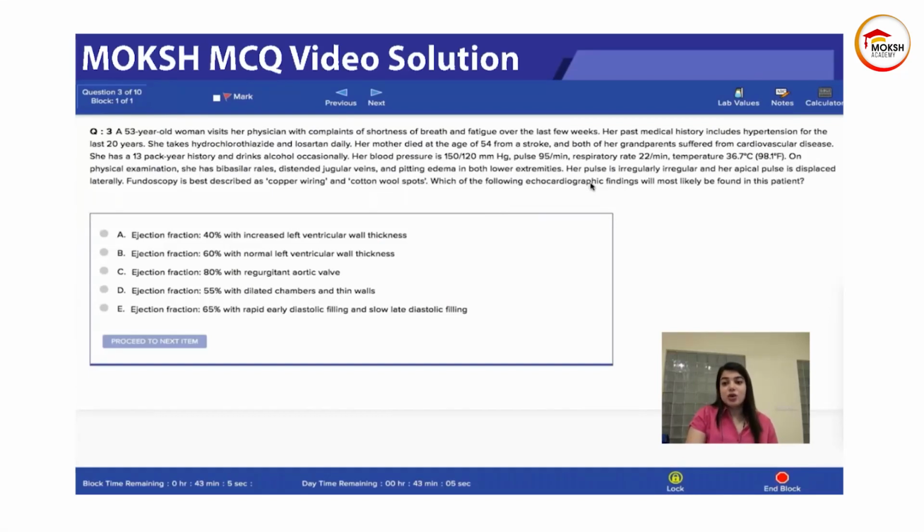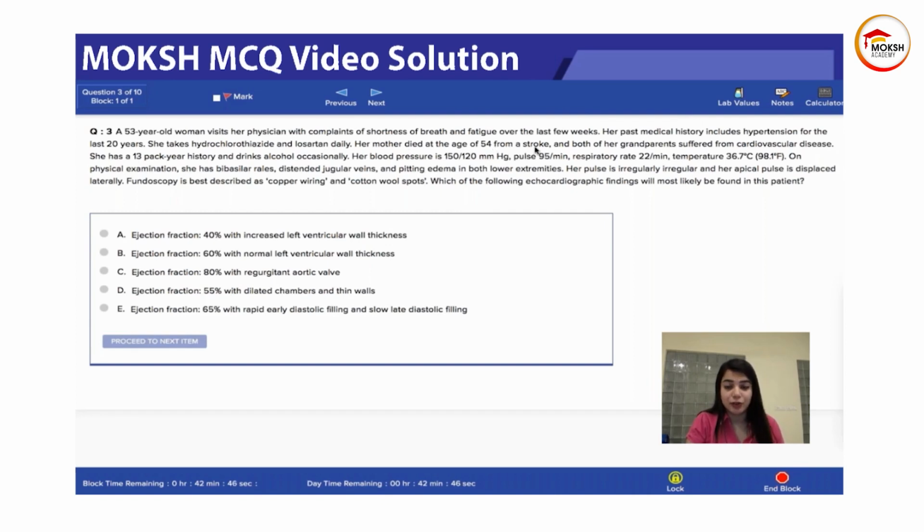Which of the following echo findings would be most likely found in this patient? A 53-year-old woman visits a physician with complaints of shortness of breath and fatigue over the last few weeks. Her past medical history includes hypertension for the last 20 years. She takes hydrochlorothiazide and losartan daily.